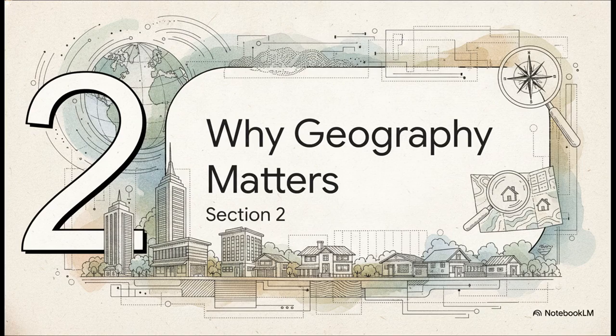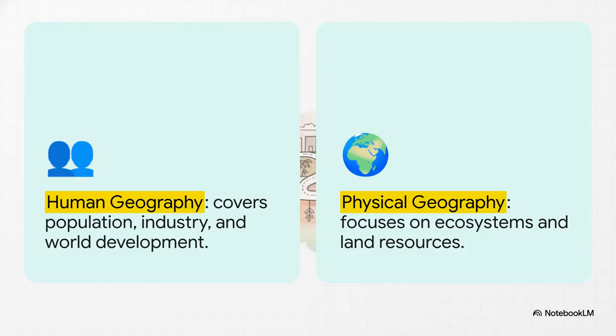Moving right along to Section 2, Why Geography Matters Here. So, you might be wondering, why do real estate students need a whole 3-unit introductory course on geography? Well, REM L6 is split right down the middle into 2 halves. On one side, we've got human geography. That's your population dynamics, rural and urban landscapes, industry, and world development. On the flip side, we have physical geography. That focuses on ecosystems and managing urban and rural land resources.